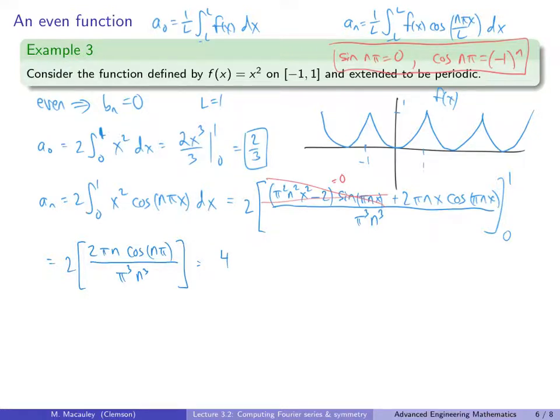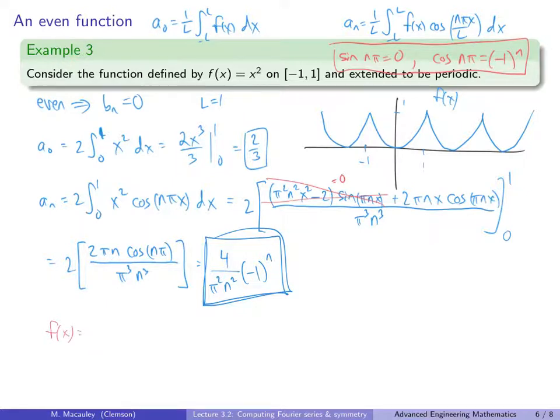Let's do the bottom first. 4 times, because the pi's are going to, so we get a pi squared on the bottom and we get an n squared on the bottom. So 4 over pi squared n squared times -1 to the n. So there it is.